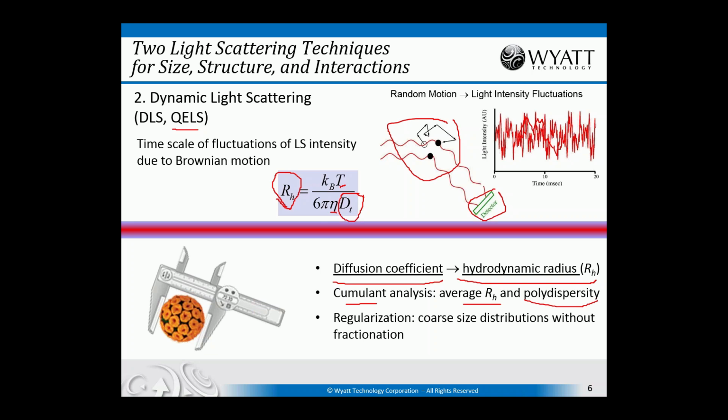If it's multimodal, meaning that the particles are clustered around a few average sizes, we use the regularization analysis, which gives us a rough size distribution from less than a nanometer in radius all the way up to several microns in radius. And so it's quite extensive in range and quite convenient because it can be done very rapidly.